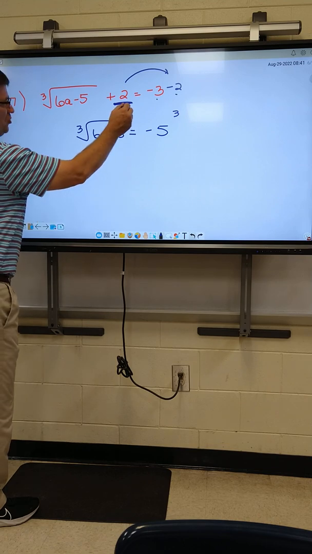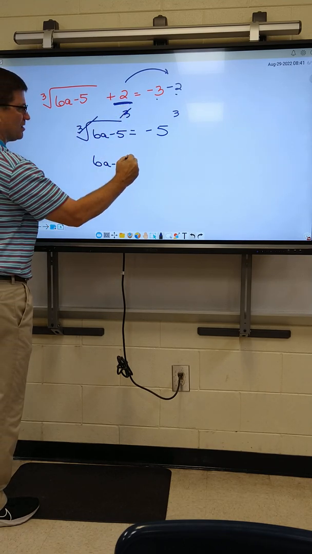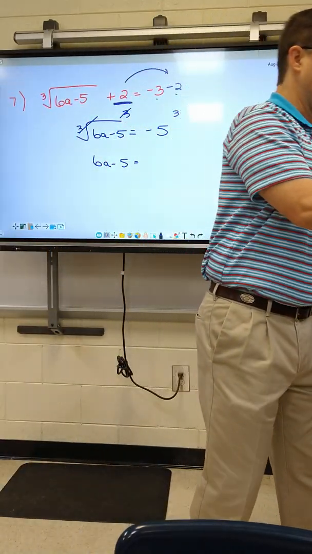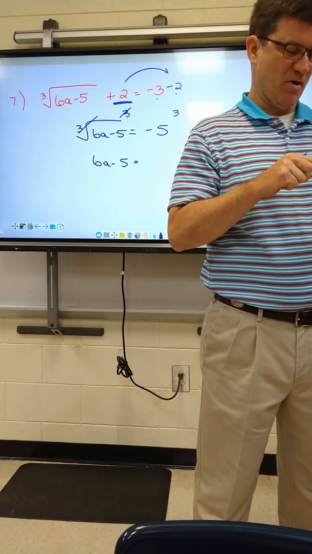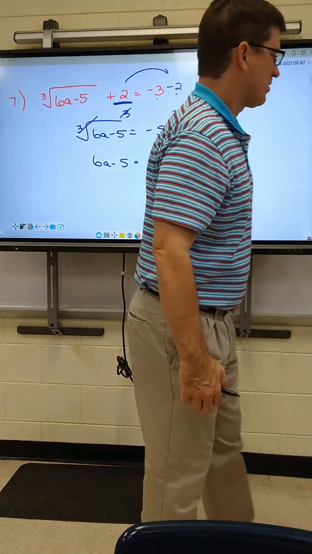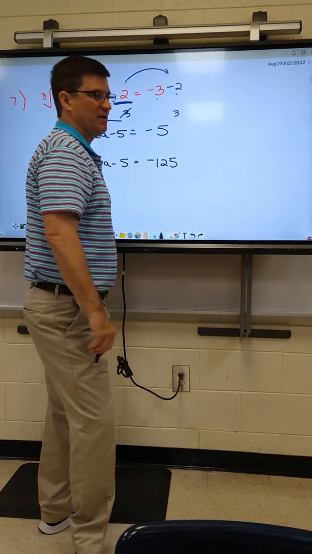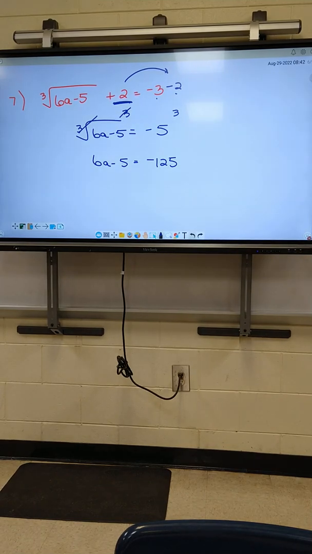All right, so look, the cube cancels out the cube root on the left, and you'll just bring down 6a minus 5. On the right, we got to punch that in our calculator. Negative 5 to the third power is, my calculator gave me negative 125. If I need to show anybody how to put that in your calculator, I will if y'all forgot. Everybody's good? All right, finish it out, see what y'all get.